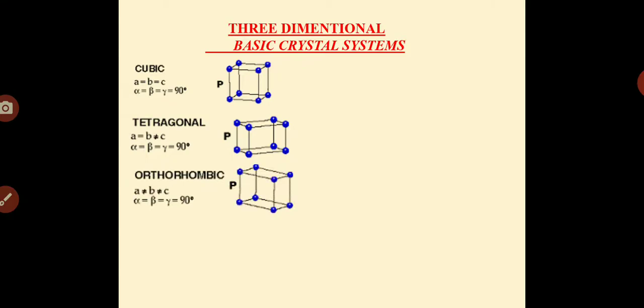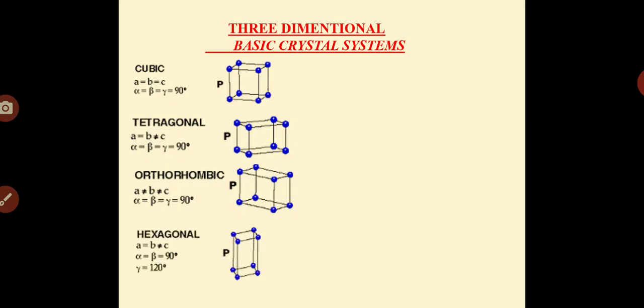Third type of crystal system is orthorhombic. That is, here the sides are not equal. a not equal to b not equal to c. All sides have different lengths, but the angles alpha, beta, gamma are the same, that is equal to 90 degree. The figure of an orthorhombic is also shown. Here also the points represent lattice points.